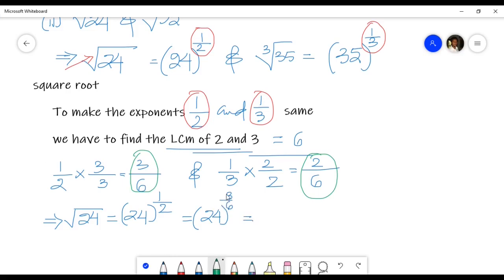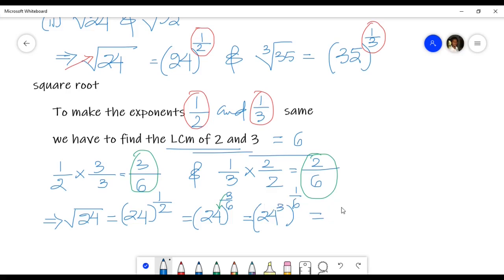So we'll replace the exponent 1 by 2 with 3 by 6. Now 3 is what? 3 is the exponent of 24. That's why it will be written as 24 to the power 3, brackets, exponent 1 by 6. Because 3 is written down as the exponent, so 1 is left. That's why numerator will be 1 and the fraction will be 1 by 6.